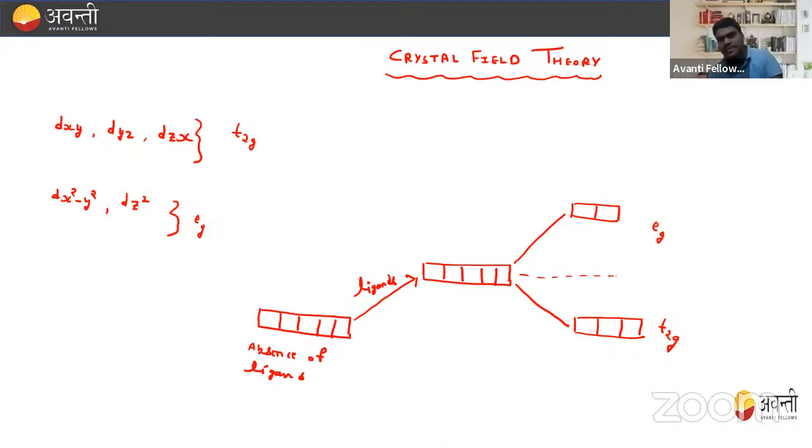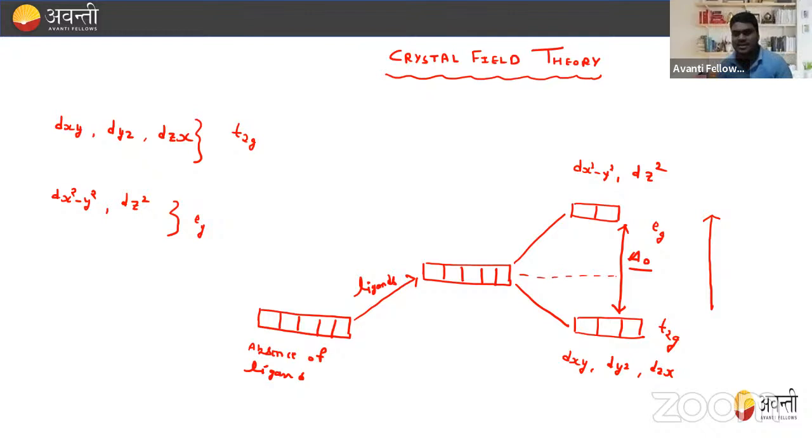Why is there more energy increase in the eg orbitals? Because these orbitals lie along the axes, and when the ligand comes, the repulsion along the axes is more. Right. That's why their energy increases. So this is the energy order. This splitting energy is known as octahedral splitting energy. So in t2g we have three orbitals: dxy, dyz, and dzx. In eg we have two orbitals: dx2-y2 and dz2.